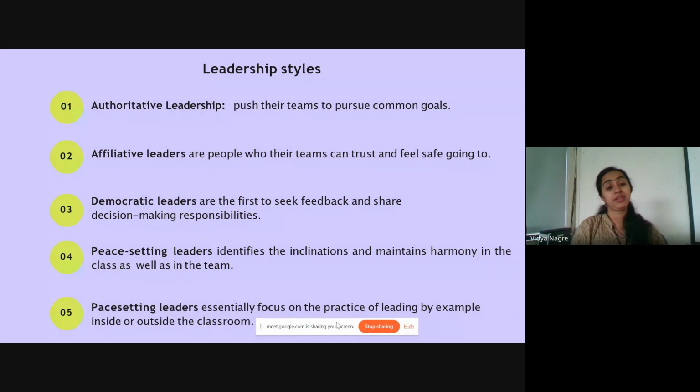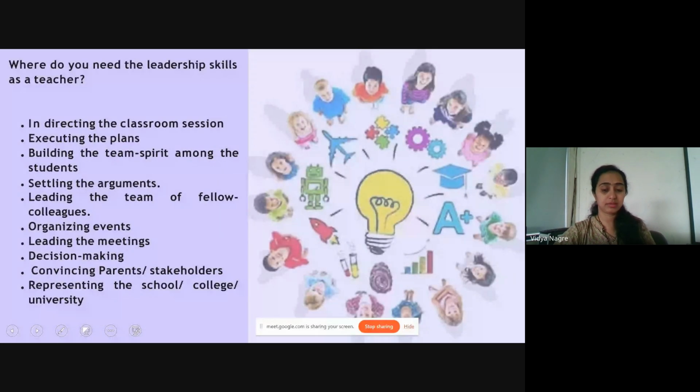There is another type of leader, that is the pace setting leader. What is a pace setting leader? This kind of leader identifies the inclinations and likings of the teammates and executes the task accordingly. So it helps maintain harmony in the class as well as in the team. Pace setting leaders essentially focus on the practice of leading by example inside and outside the classroom. They give a model to the students or to the teammates of how the task should be executed. So these are certain things about leadership skills, styles basically.